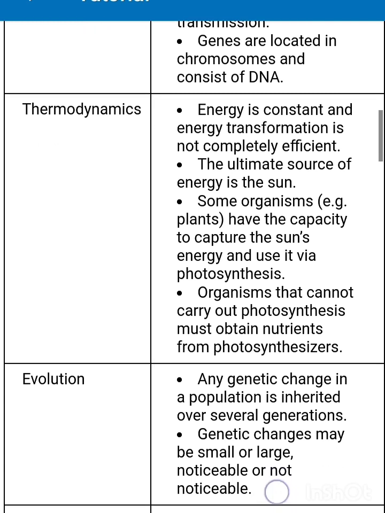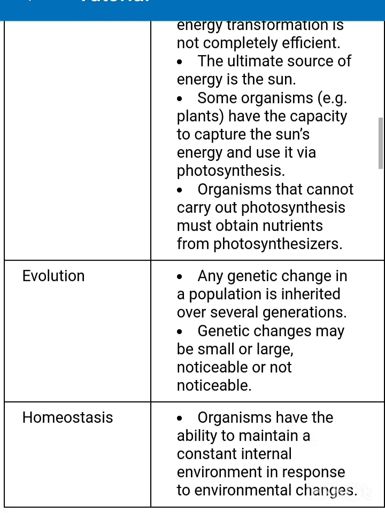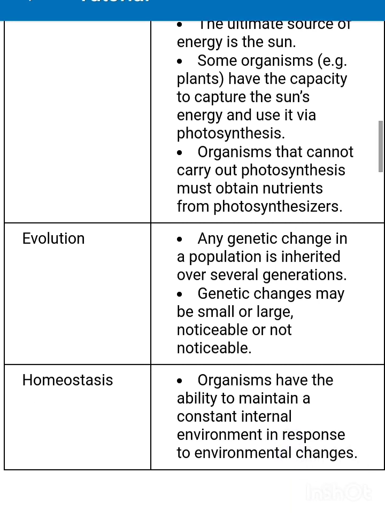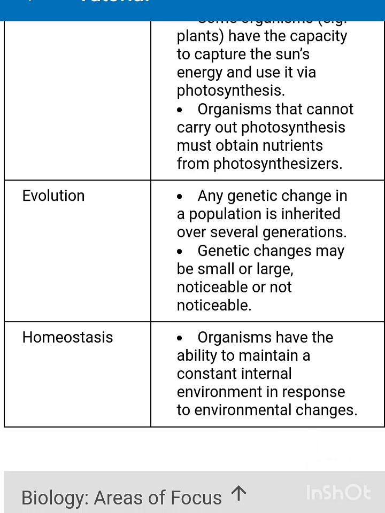Number three, thermodynamics. Energy is constant and energy transformation is not completely efficient. The ultimate source of energy is the sun. Some organisms, for example plants, have the capacity to capture the sun's energy and use it via photosynthesis. Organisms that cannot carry out photosynthesis must obtain nutrients from photosynthesizers.